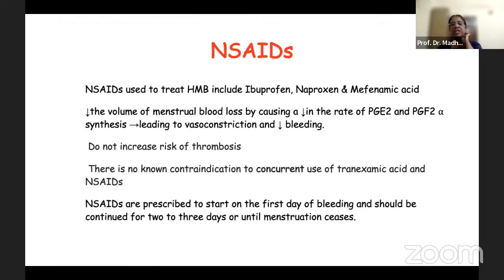NSAIDs are also used to treat heavy menstrual bleeding. Commonly used are ibuprofen, naproxen, and mefenamic acid. How do they work? By decreasing PGE2 and PGF2 alpha, leading to vasoconstriction and decreased bleeding. They do not increase the risk of thrombosis, so they seem to be safe, and there is no known contraindication to concurrent use. So you can use tranexamic acid and NSAIDs at the same time. They are prescribed from day 1, and usually can be used for about 2 to 3 days.